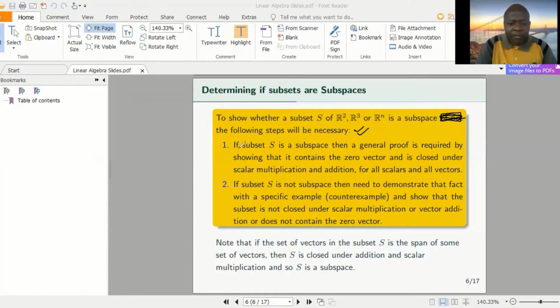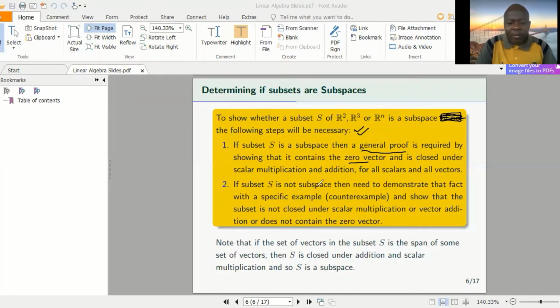The first step is, if S is a subspace, then the way we did for the vector space, you need a general proof, where you're not using a specific example. And you remember that. So you need to show a general proof by showing that it contains the zero vector, is closed under addition, and is also closed under scalar multiplication. So you just show a general proof if it is a subspace.